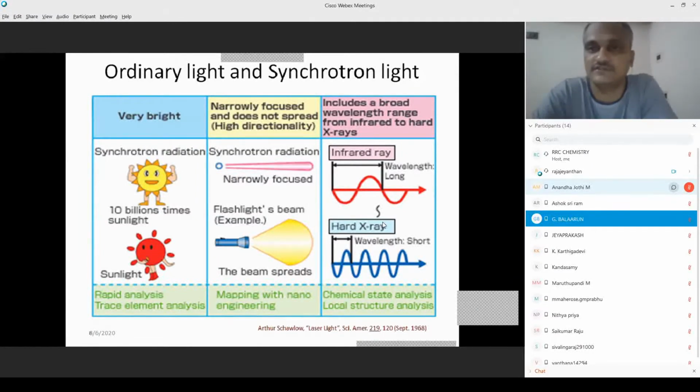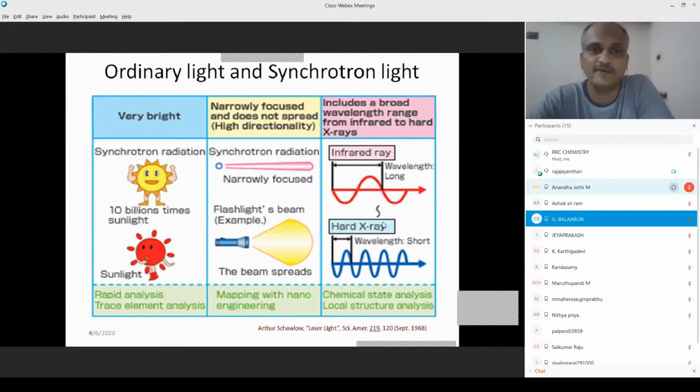When you use X-rays from a synchrotron light source, what will happen? Synchrotron lights are very bright. Synchrotron light is 10 million times brighter than sunlight, so we can use it for rapid analysis and trace element analysis. If your sample has a very small, negligible quantity of elements that cannot be detected by other techniques, you can use synchrotron light because it is very sensitive, very coherent, and high flux, so it will be able to detect the trace elements in the sample.